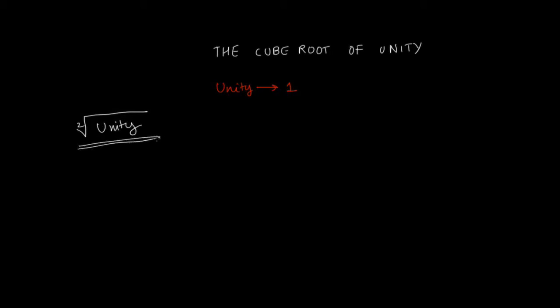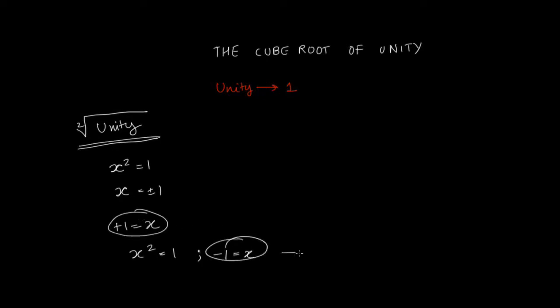My shortcut of writing headings. So, if x square is equal to 1, then x is equal to plus minus 1. So what does it mean? It means that if you put plus 1 in for x, then x square will be equal to 1. But if you put minus 1 equal to x, still you'll get x square is equal to 1. So there are two solutions.